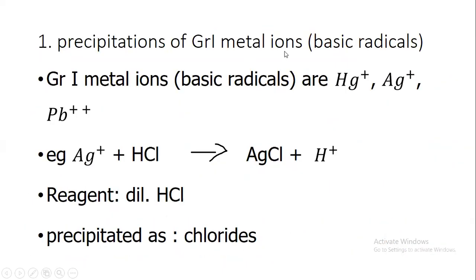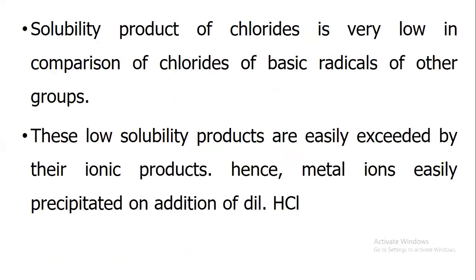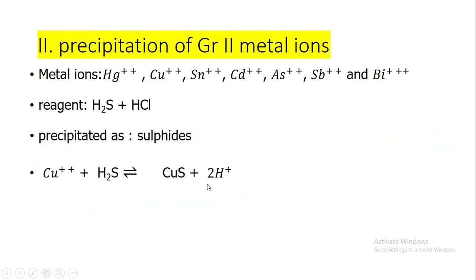Precipitation of group first metal ions in basic radicals. Group first metal ions are mercury, silver, and lead, and when hydrochloric acid is added, they are precipitated as chlorides. The solubility products of these chlorides are very low compared with the chlorides of basic radicals of other groups, and these low solubility products are easily exceeded by the ionic products. Hence, the metal ions easily precipitate on addition of dilute hydrochloric acid.